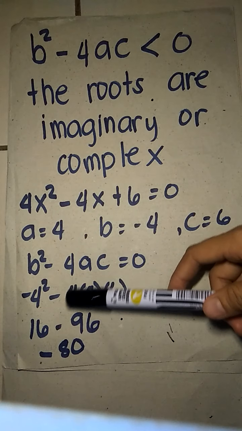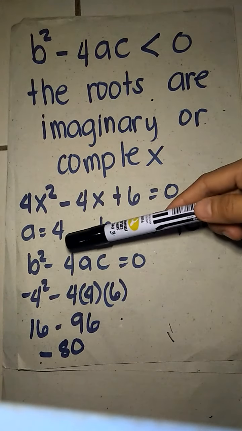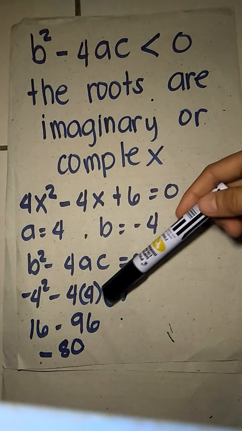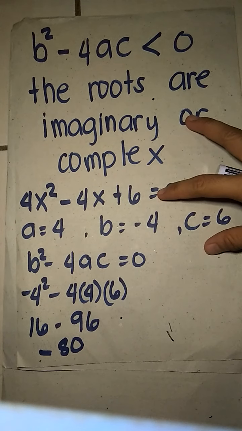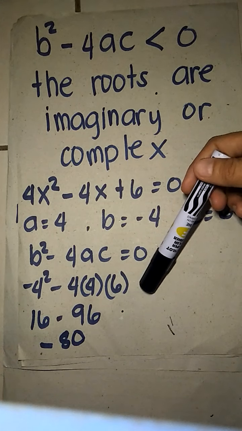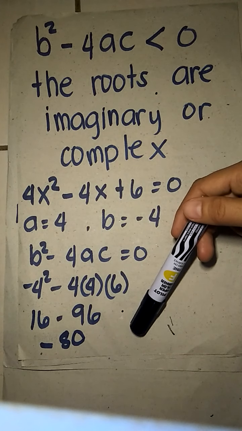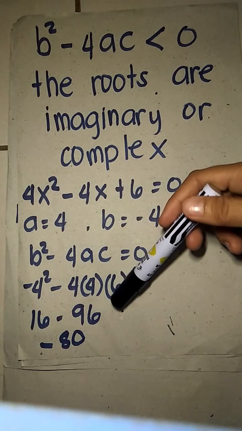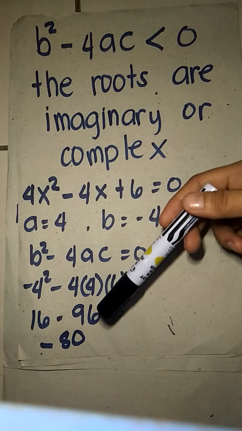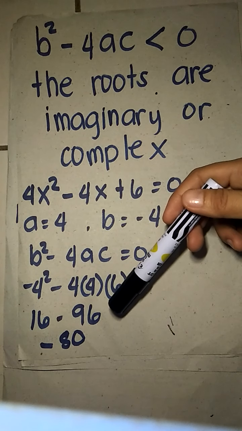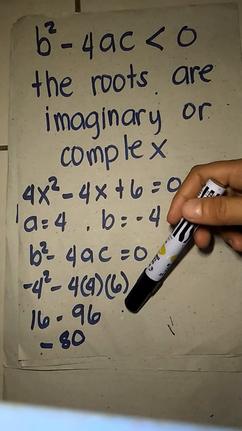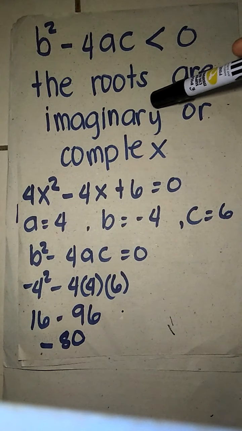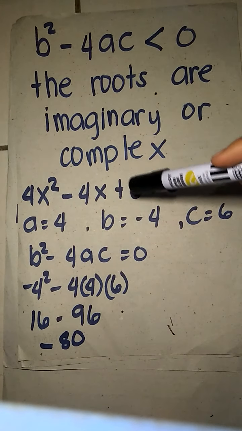So negative 4 squared, that is 16, right? Minus, what is 4 times 4? 4 times 4 is 16. Times 6, that is 96. Okay? So 16 minus 96 is negative 80. Okay. So is negative 80 greater than 0, less than 0, or equal to 0? Negative 80 is less than 0, right? So our discriminant is less than 0. That's why the roots are imaginary or complex.